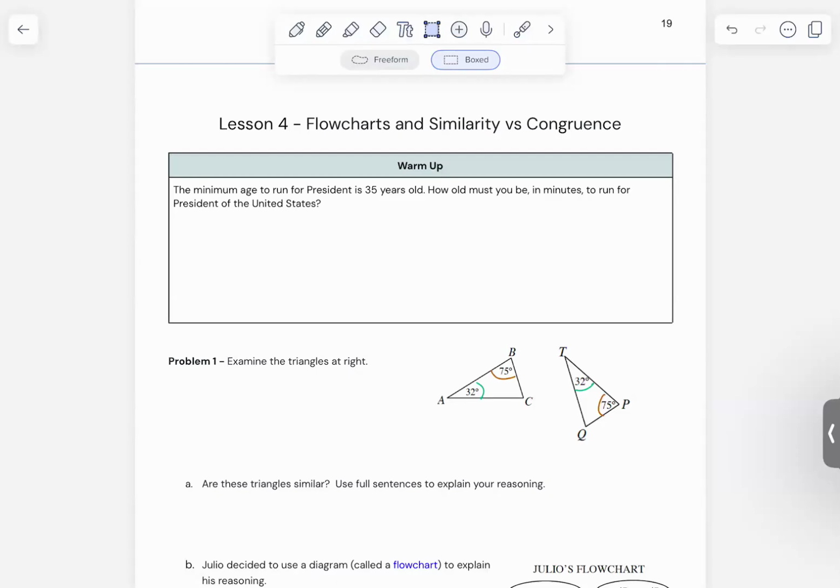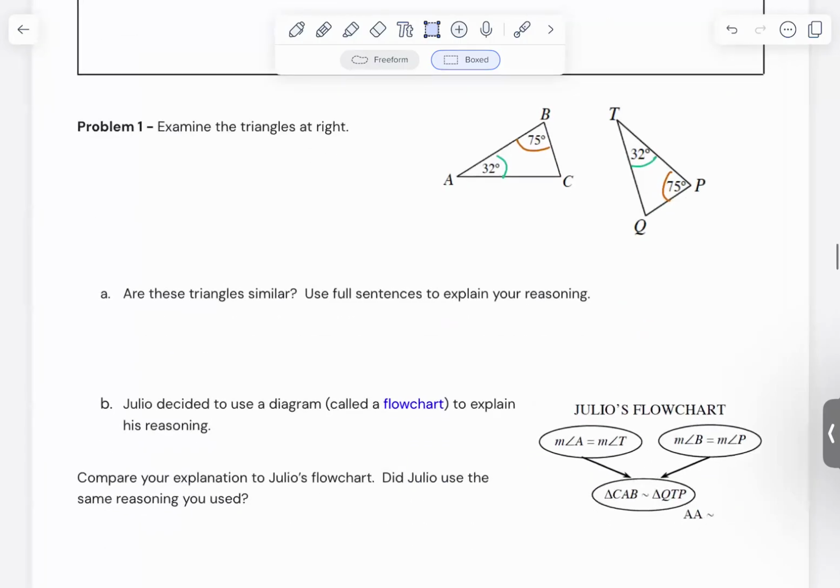Okay, students. So I am going to be going through lesson 4, which is on page 20 of your asynchronous packet. I'm going to do a few problems for you, so please pay close attention. I'm going to skip the warm-up. You can do that on your own. But yeah, so I'm going to go through creating flowcharts today, which is pretty important because as to why we are establishing triangles are similar.